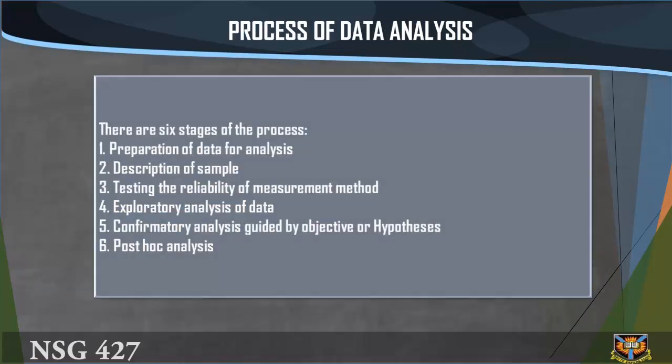Process of data analysis. There are 6 stages of the process. 1. Preparation of data for analysis. 2. Description of sample. 3. Testing the reliability of measurement method. 4. Exploratory analysis of data. 5. Confirmatory analysis guided by objective or hypothesis. 6. Post hoc analysis.